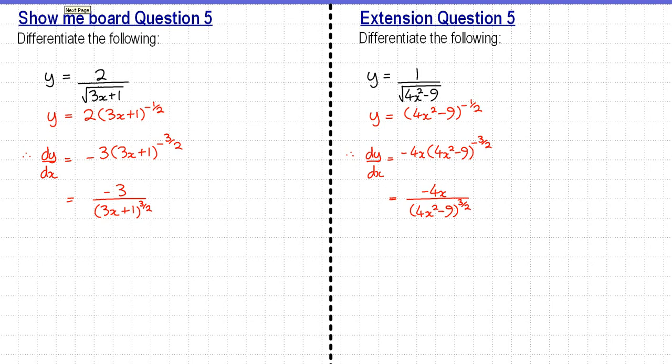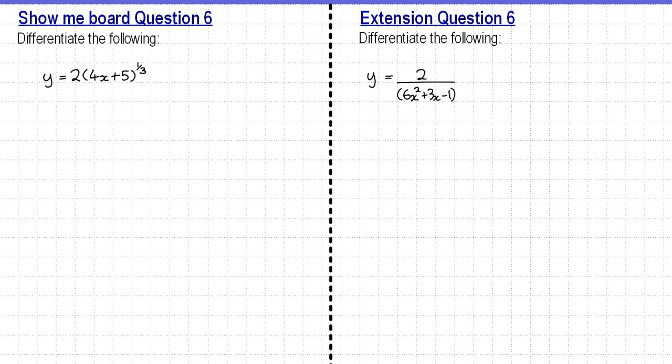Okay, so that simplifies like so. Just thinking here, we do have the difference of 2 squares. So, I mean, you possibly could have done something there, but it's to the power of 3 over 2, so perhaps not. But we should always look to see if we can simplify things down. Question 6.